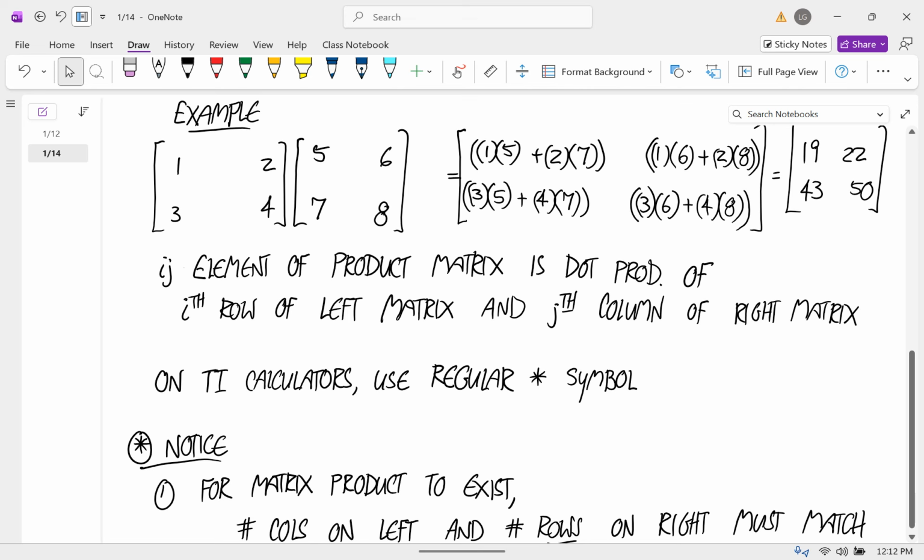Okay, so let's look at the example we just did. The number of columns on the left matrix is 2. The number of rows on the right matrix is 2. And so that's why we were able to do that calculation. Those numbers match.